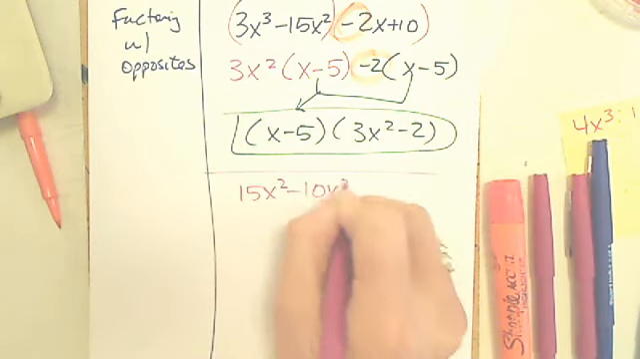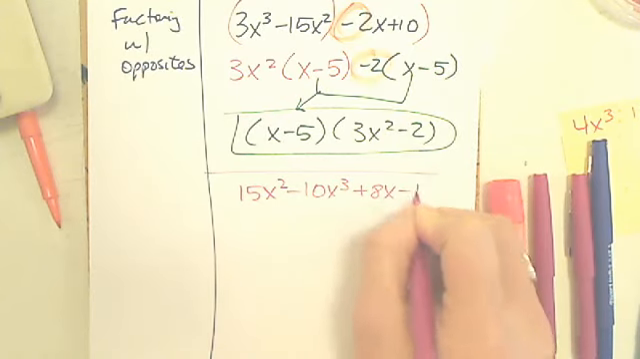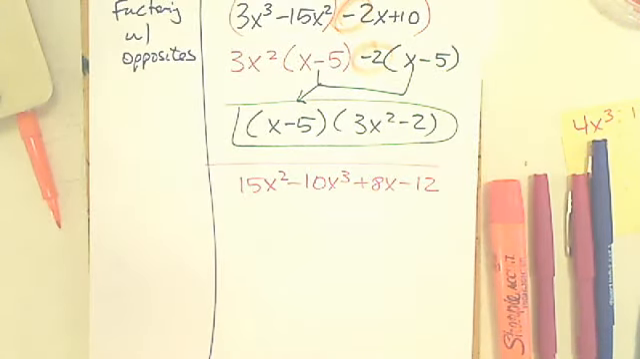15x squared minus 10x cubed plus 8x minus 12. Remember, grouping is only for 4 terms. If you have 1, 2, or 3, do not use grouping. It will not work. That you can use for single terms. You can use a single step.